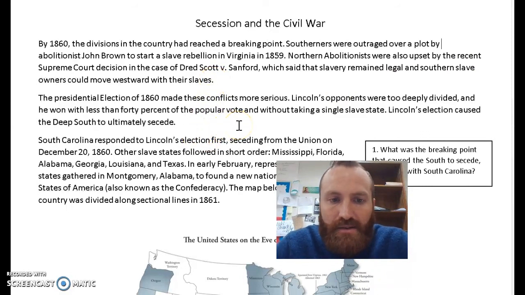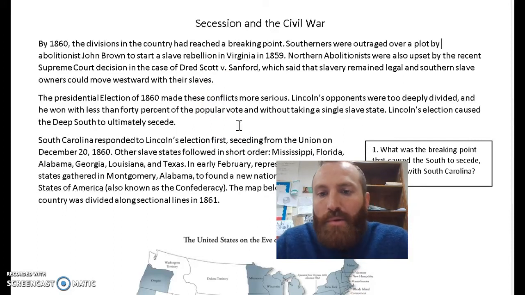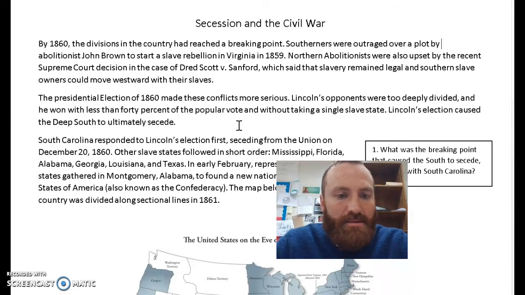The presidential election of 1860 made these conflicts more serious. Lincoln's opponents were too deeply divided, and he won with less than 40% of the popular vote and without taking a single slave state. Lincoln's election caused the Deep South to ultimately secede.